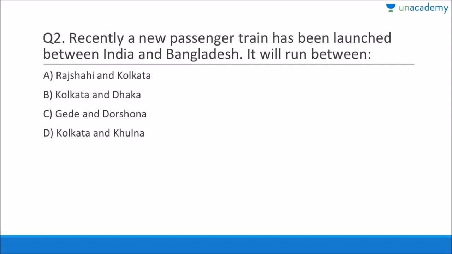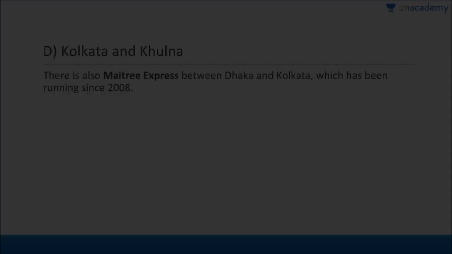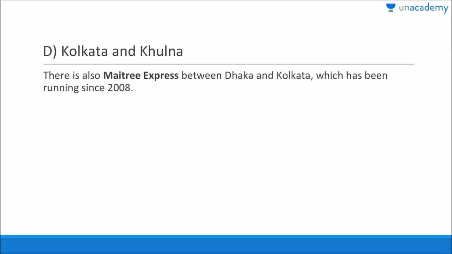Question number 2. Recently a new passenger train has been launched between India and Bangladesh. It is called Maitri Express and it will run between Kolkata and Khulna. There is also a Maitri Express between Dhaka and Kolkata. It has been running since 2008.